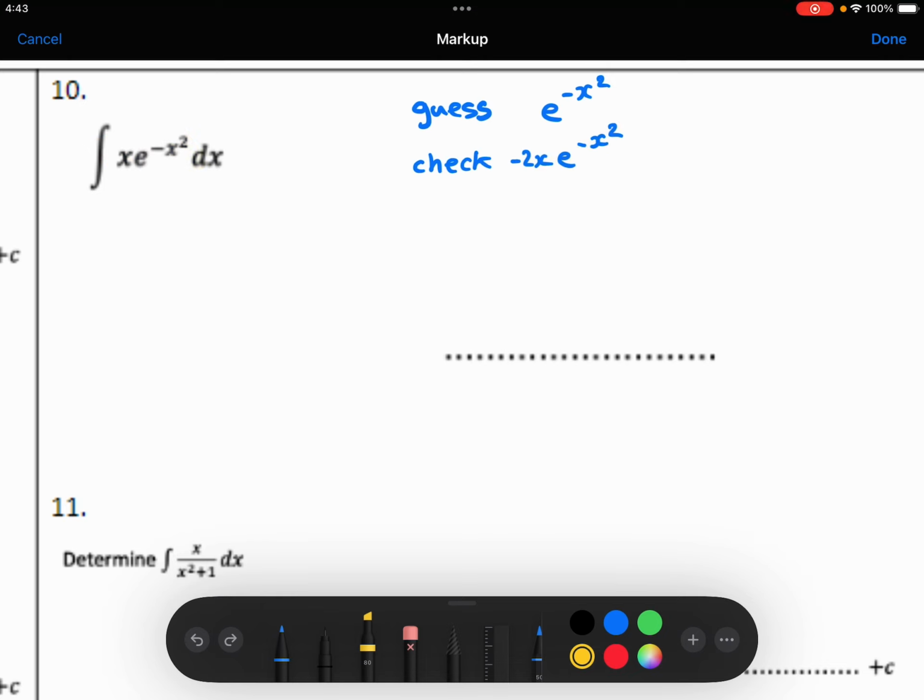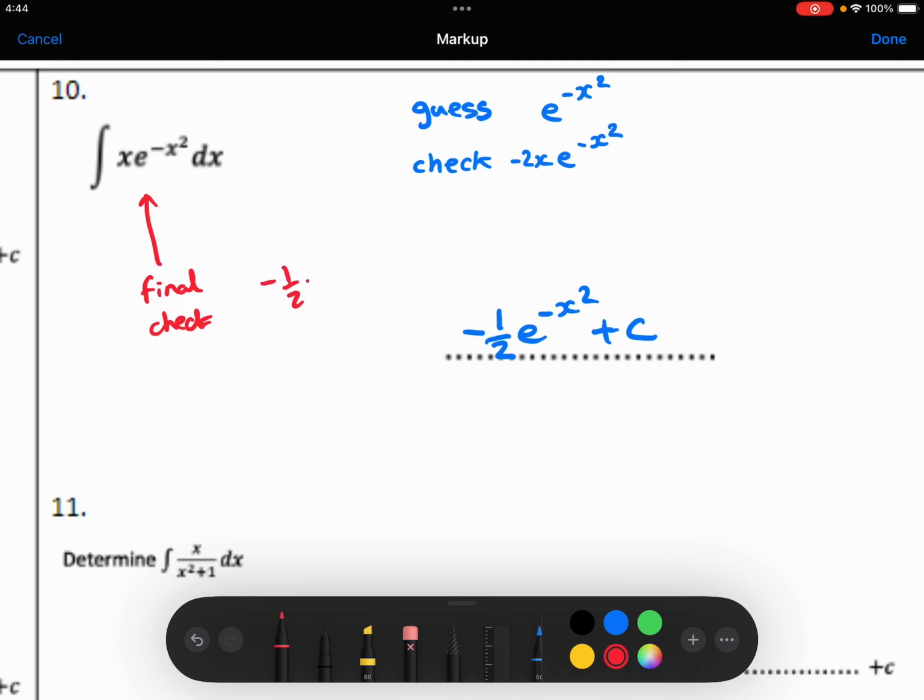So just comparing that to what I wanted, I can see it's 2 times too big and it's negative. So if I divide my guess by 2 and change it to be negative, I'll have minus 1/2 e to the minus x squared plus c. And I'm pretty sure I've got that right. We can just do a final check if we wanted to. Let's differentiate what I've just done and see if we do get back to the original question.